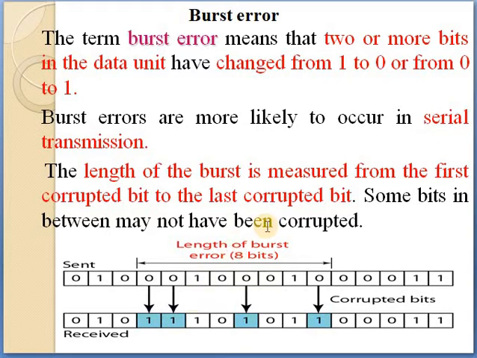There are mainly two types of error. Single bit error, in which only one bit is changed from 1 to 0 or 0 to 1, and burst error, in which two or more bits are changed in a data unit from 1 to 0 or 0 to 1, and it occurs in a serial transmission. Single bit error occurs in a parallel transmission.